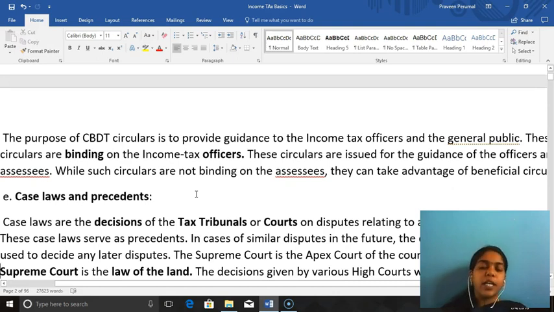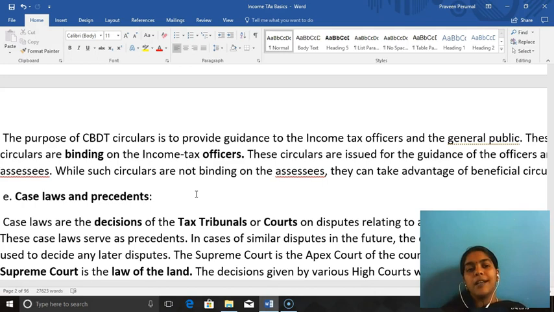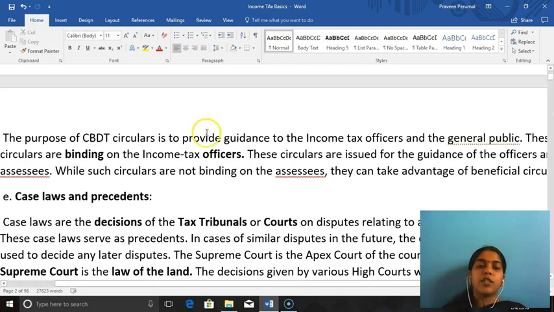So why do they issue circulars? For example, there are some pressing issues where there is no clarity, so people are not clear about how the issue is to be dealt with. If it is brought to the attention of the government, then the government may, in order to clear the doubts, issue circulars. So the CBDT circular is to provide guidance to the ITO and the general public.